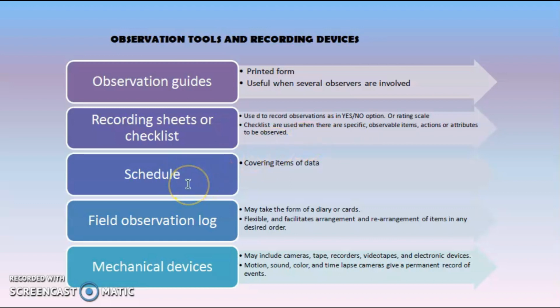Third, schedule. The data requirements are identified by analyzing the core of the problem, the objective of the study, the investigation questions, hypothesis, and the operational definition of concept, and out of the data requirements, items of data to be collected through observation are identified. A schedule is then constructed covering those items of data.